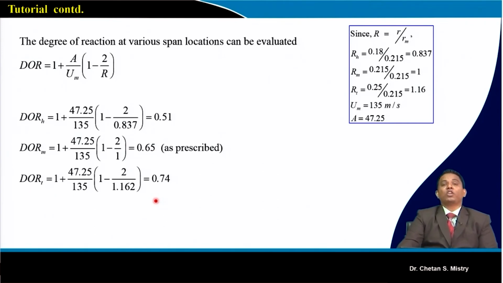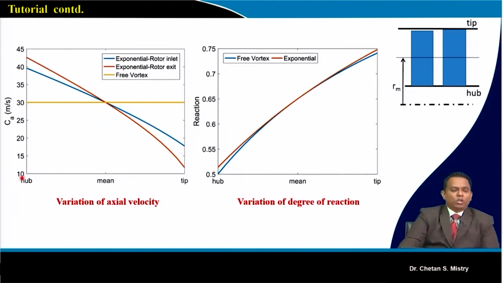So this gives you an idea of how my degree of reaction changes when we are considering our exponential world distribution. So let's have a comparison of these two. This represents how axial velocity varies along the span. When we are considering free vortex design, my axial velocity is 30 meter per second, and that is constant throughout the span. Now in this case, if we are considering the exponential method, we have variation of axial velocity at the entry as well as at the exit.